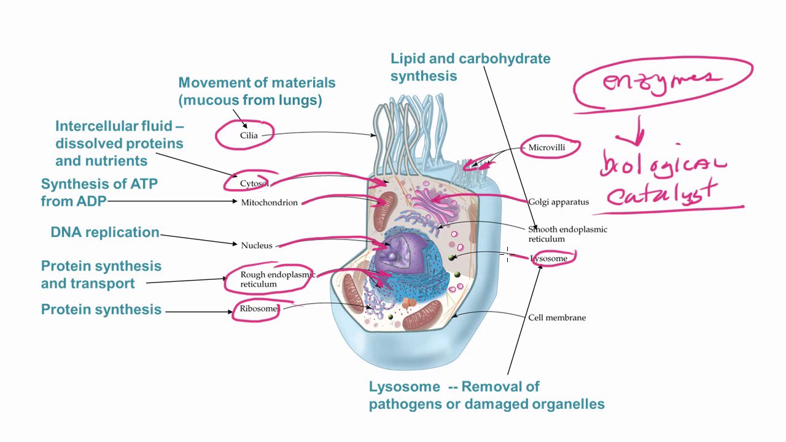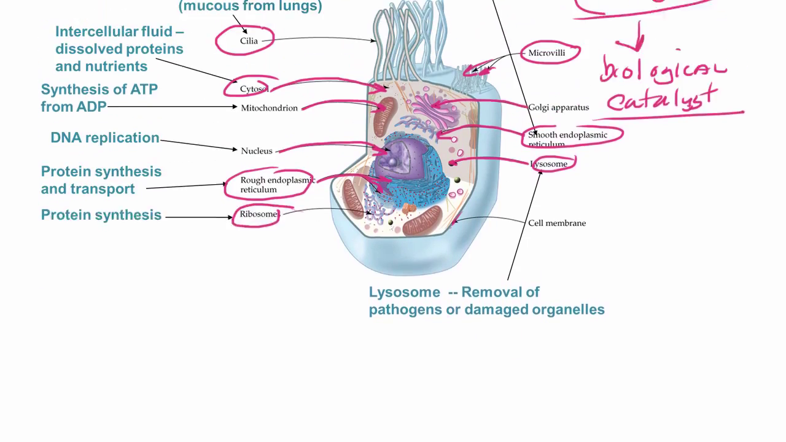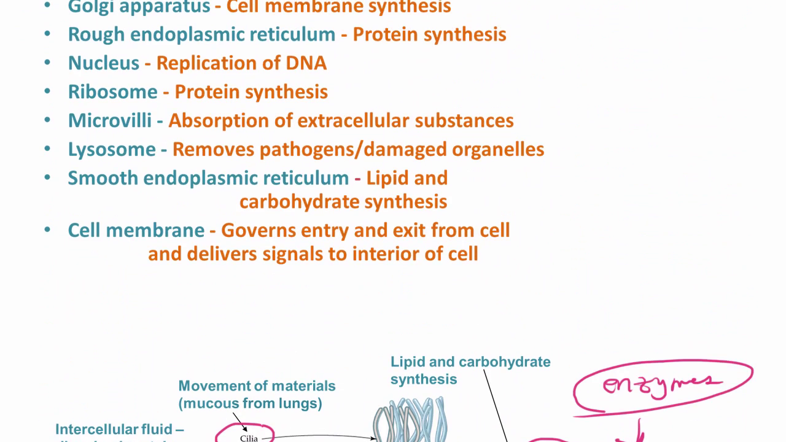And then we have the lysosomes represented here, and they remove pathogens or damaged organelles. The smooth endoplasmic reticulum, we see that right here, and this is where lipid and carbohydrate synthesis takes place. And then this shows the cell membrane, and of course this is composed of lipids and proteins that govern entry and exit from the cell and delivers signals to the interior of the cell. So take a look at the diagram in your book so that you know what's going on with the cell.